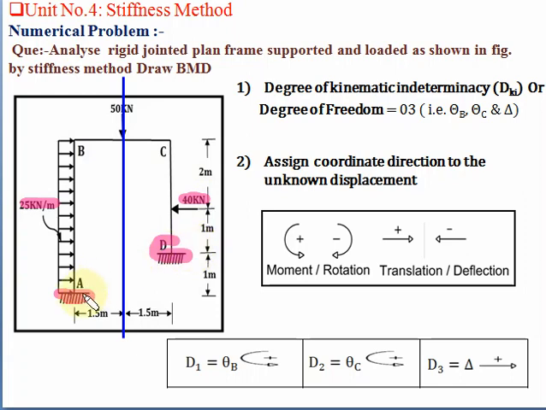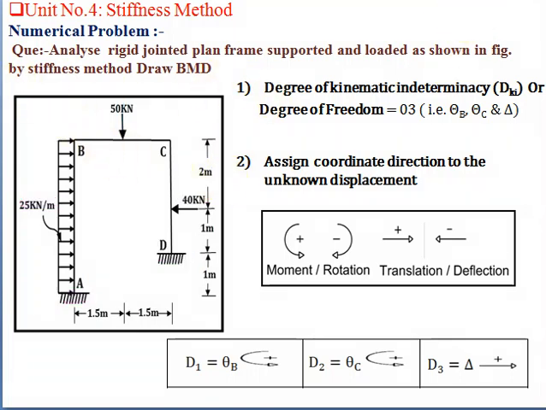Now if you observe, the length of member AB is 4 meter and the length of member CD is different. Due to this reason there will be a horizontal sway in the frame. So this type of frame is a sway frame. When the numerical on a frame is given, first we have to see whether it is a sway frame or non-sway frame. So this is a sway frame.